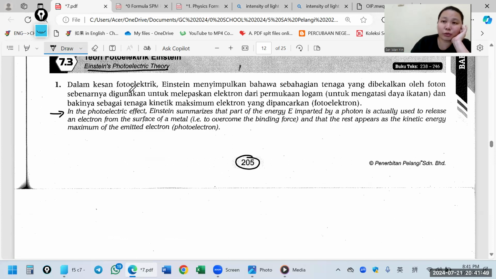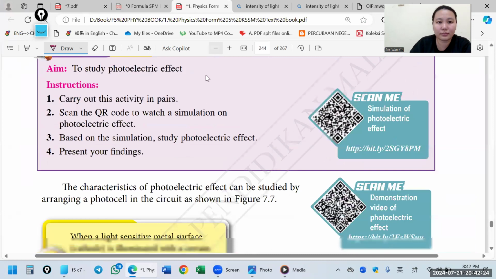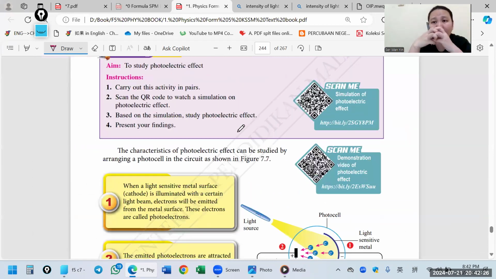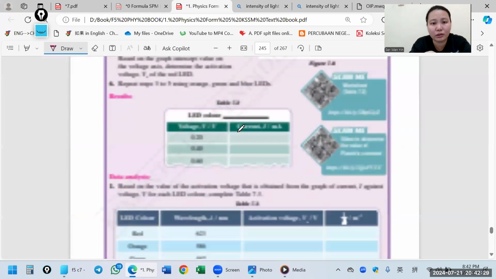Einstein's photoelectric theory summarized that part of the energy is used to release an electron from the surface of the metal, to overcome the binding force. I think it's binding. Binding means you bind them into an atom. Let me check the textbook one more time. Not bonding, bonding is between two atoms. The term is binding force.